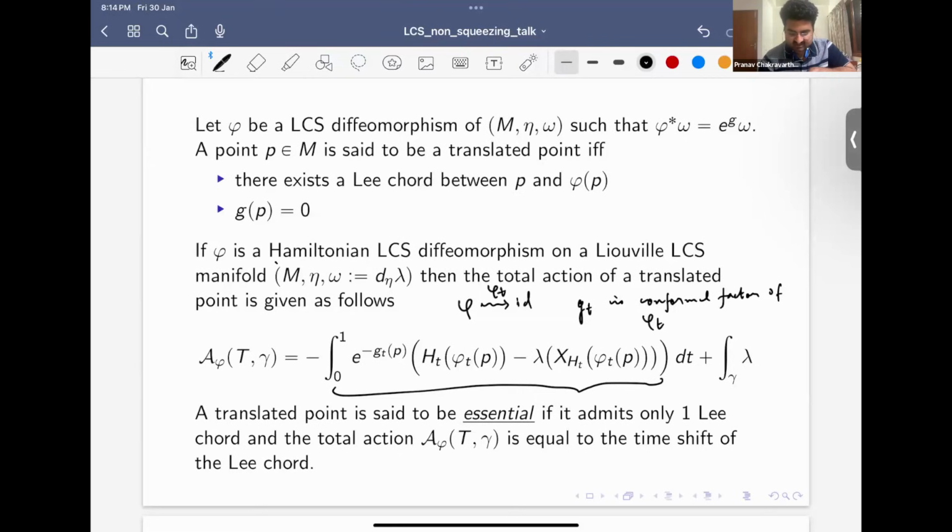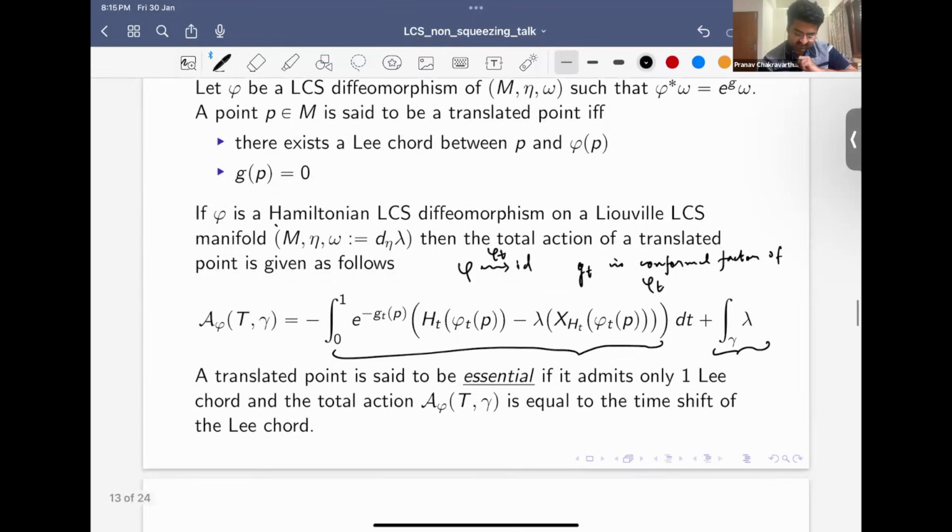And to this you add the contact part of the action, which is again basically given by integrating the Liouville form on the path γ. And just as before, you say a translated point is said to be essential if it admits only one Lie chord between p and φ(p), and the total action is equal to the time shift of the Lie chord.